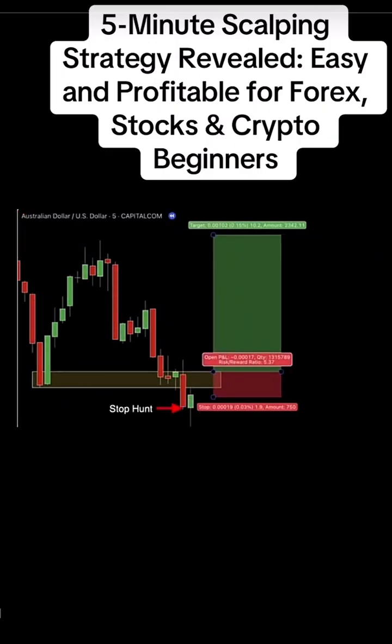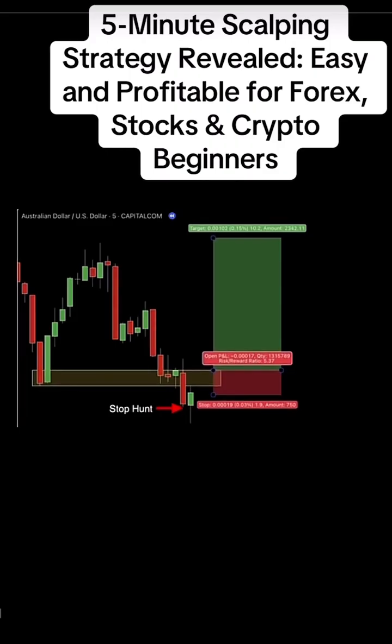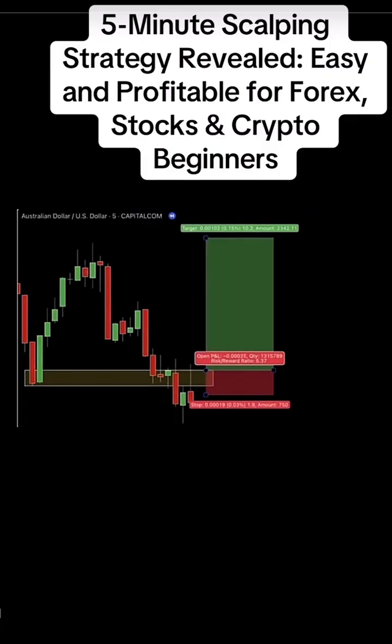At this point, it's easy to feel frustrated, but this could simply be a stop hunt by smart money to sweep liquidity. So instead of reacting emotionally, let's look at what happens next. After your stop loss is triggered, the market returns to the demand zone and closes above it. This is an important moment. It signals another opportunity for you to re-enter the market. The initial move down was likely just a liquidity grab to trigger retail traders' stops.